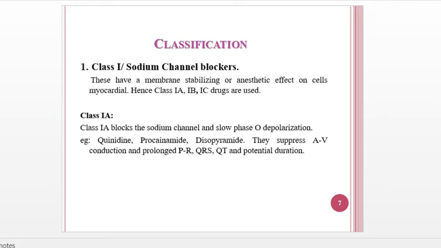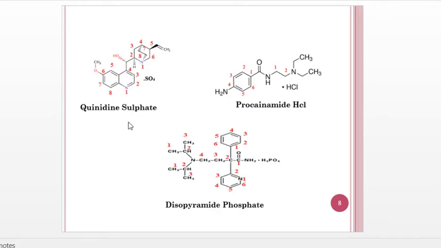You know what these PR and QRS are. These are the electrocardiogram signals, and they also prolong the action potential duration. Now we can go for the important structures that come under this. So quinine, so quinidine.